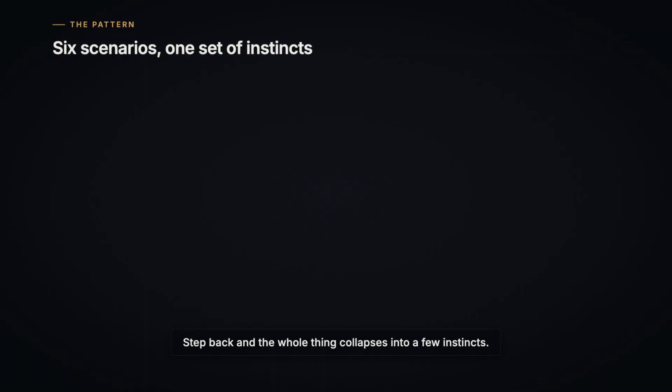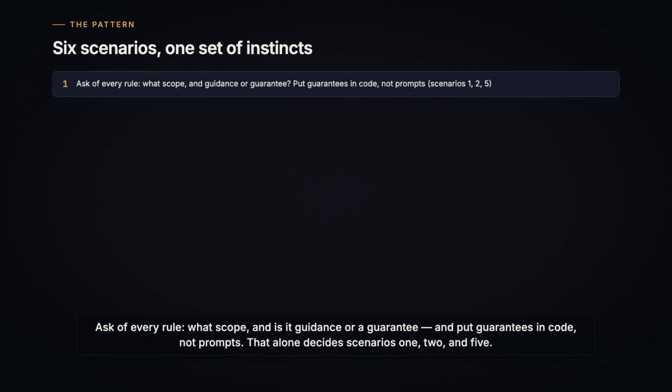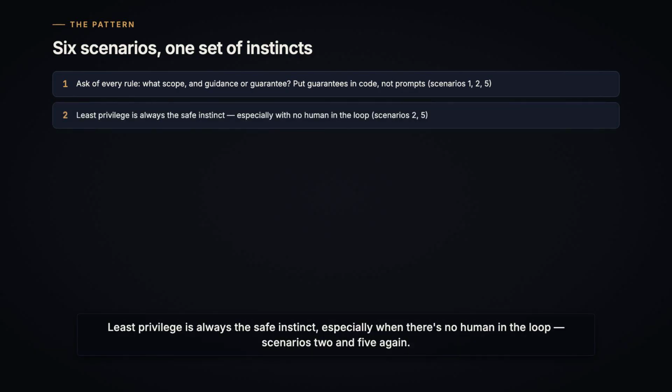Step back and the whole thing collapses into a few instincts. Ask of every rule, what scope, and is it guidance or a guarantee? And put guarantees in code, not prompts. That alone decides scenarios 1, 2, and 5. Least privilege is always the safe instinct, especially when there is no human in the loop. Scenarios 2 and 5 again.